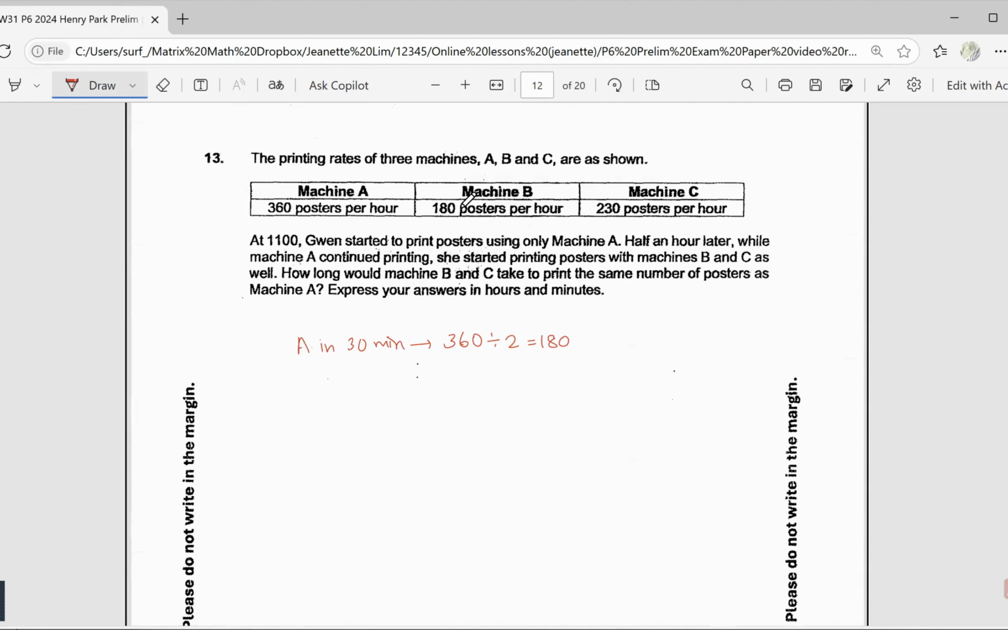Then when B and C started printing, the question is asking how long it will take for B and C to print the same number as A. So for B and C to print the same number as A means that there is a catching up to do, because A already started with 180. Okay, let's find what is B and C combined. So in 1 hour, B plus C in 1 hour. So we're finding the combined rate first, since both started printing together.